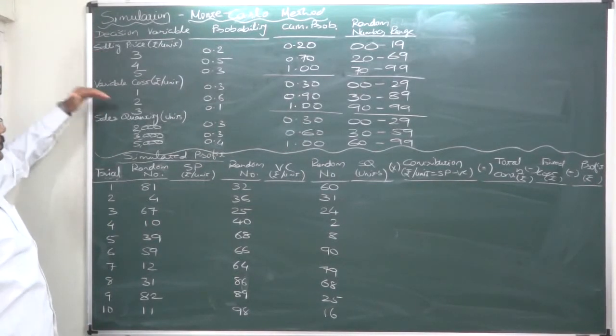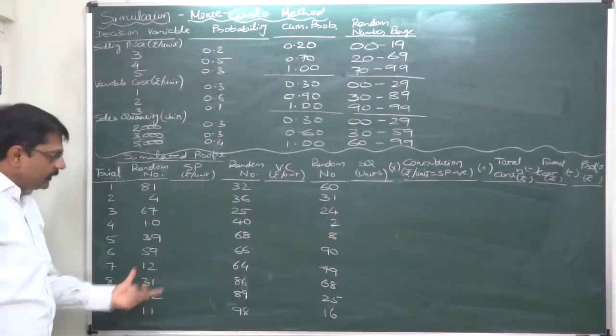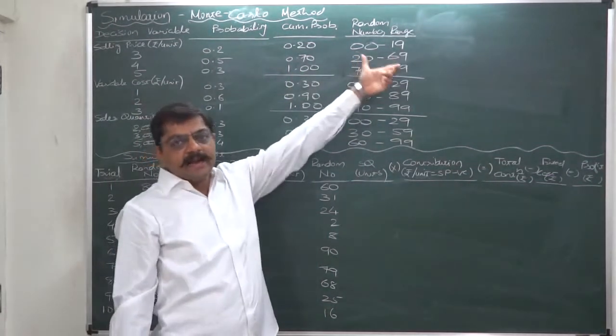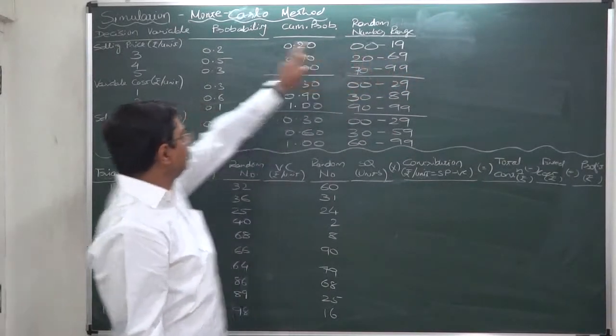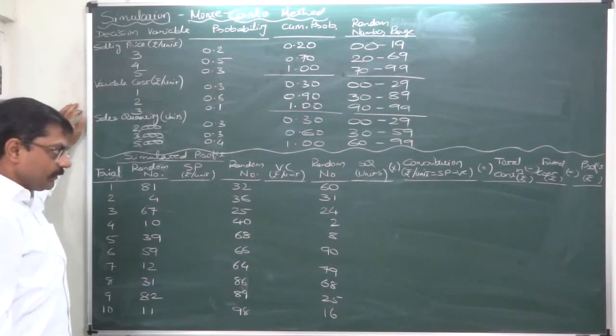So now we have cumulative probability distributions as well as, most importantly, random number ranges of selling price, variable cost and sales quantity. On the basis of these random numbers we can determine the range, and on the basis of that range we can find out the relevant selling price or variable cost or quantity as the case may be.